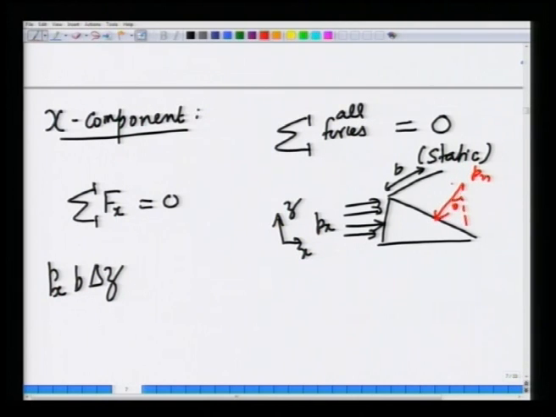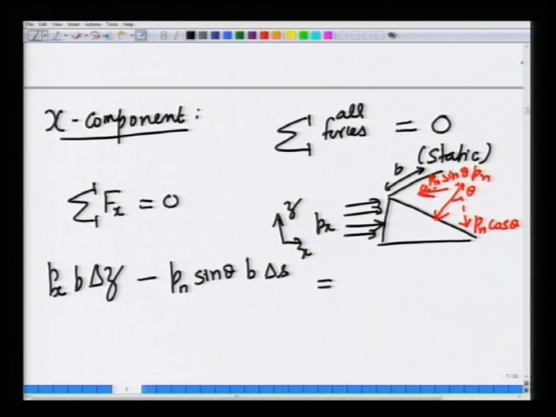This normal force can be resolved into 2 components, and this angle is theta. Along the vertical it is P n cosine of theta, and along the horizontal it is P n sin theta. Such a force is acting in the minus x direction, so I will put a minus sign times P n sin theta, times B times delta s, is 0.